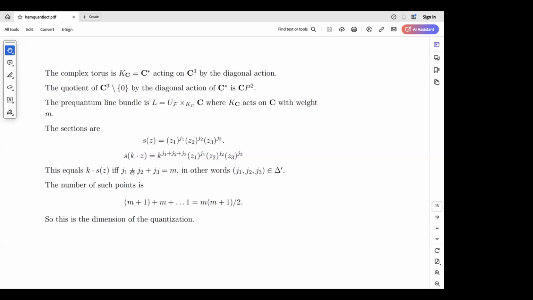So J1 plus J2 plus J3 is equal to M. In other words, J1, J2, J3 is in the polytope delta prime. By the way, if you want to count the number of such points, this is M plus M minus 1 all the way down to 1. So that's M times M plus 1 over 2. So this is the dimension of this quantization.